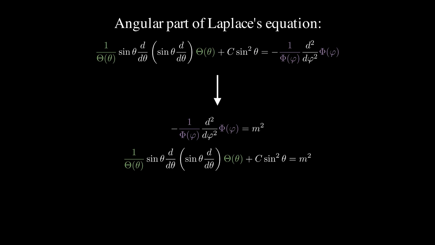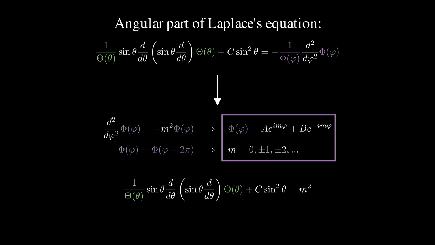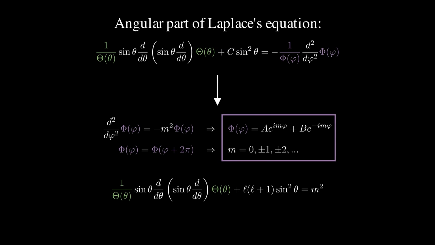Here we call the constant m squared, and the reason for this way of writing the constant is that it will give us a nice way of expressing solutions more conveniently in a minute. The equation for φ can be solved easily. The general solution is given by complex exponentials. Because of the periodicity of our φ coordinates, we must satisfy the corresponding periodicity requirement, which restricts our m's to only take integer values. The other equation looks very much like an ordinary differential equation that is well known in mathematics, namely the general Legendre equation, but for that we need to write the constant c as L times L plus 1.